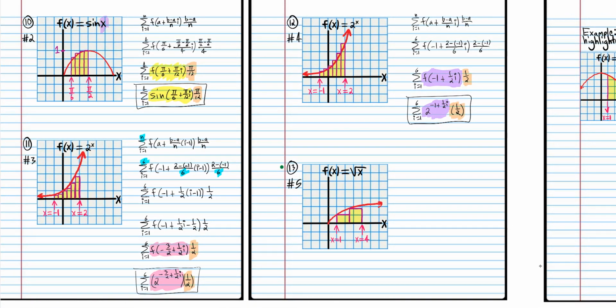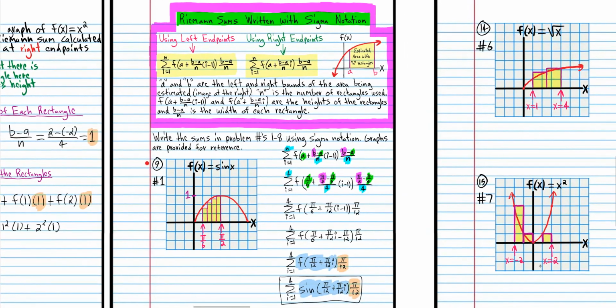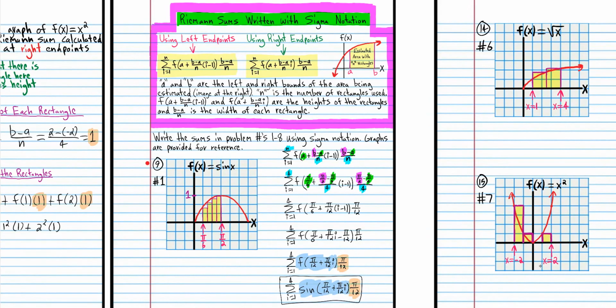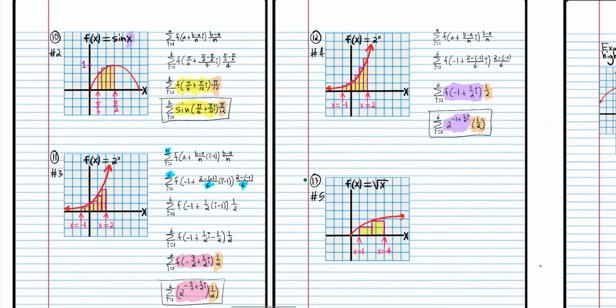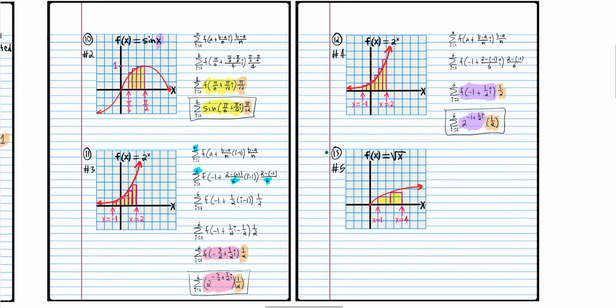Okay, so now it's time for you to try. I want you to try number 13, but go ahead and get a screenshot of all this information here, and number 9, and I'll let you use numbers 10 through 12 to help you. So go ahead and try number 13. So you're writing the sum with sigma notation, and when you come back, we'll do it together.